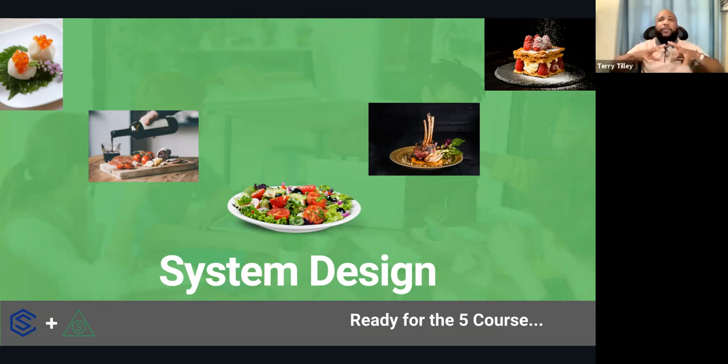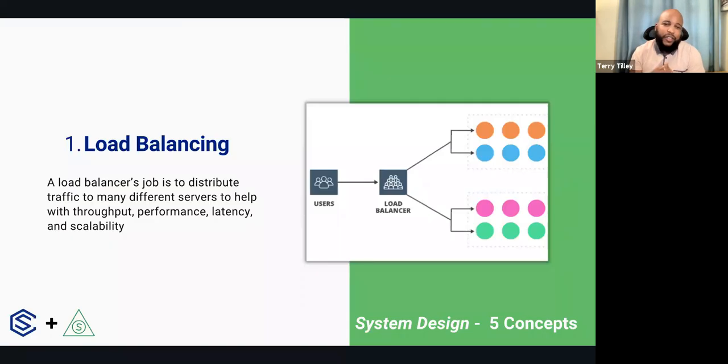System design is the type of concept where there's no right or wrong answer that's just going to be the perfect one for all of it. It's really dedicated to what you're trying to achieve and what you're trying to build. So there are some basic concepts, five of them, that I like to introduce when it comes to system design. The first one is load balancing.